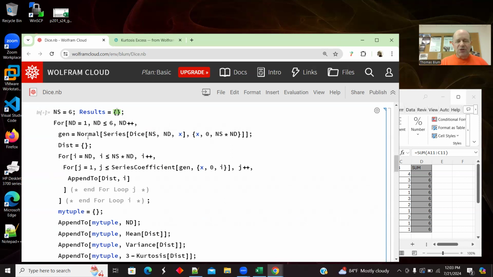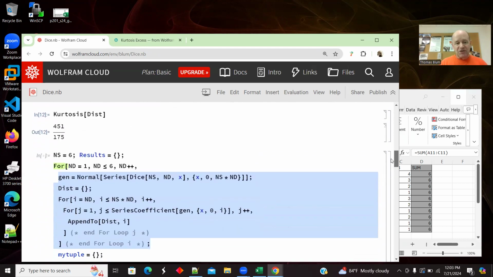And so I'm just doing what I did above, but over and over again. Okay. So I'm going to get my generating function. And so this is just the repetition from here to here. This is generating that, getting that generating function.